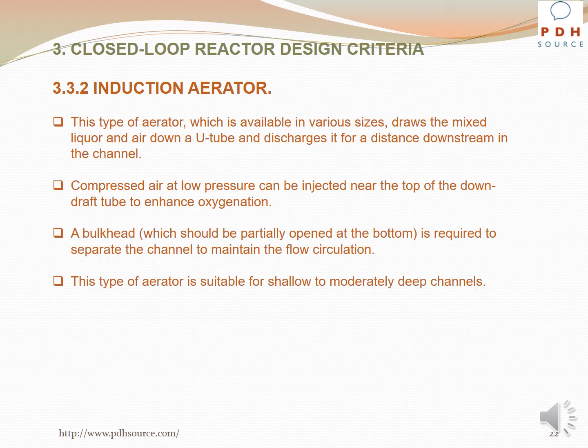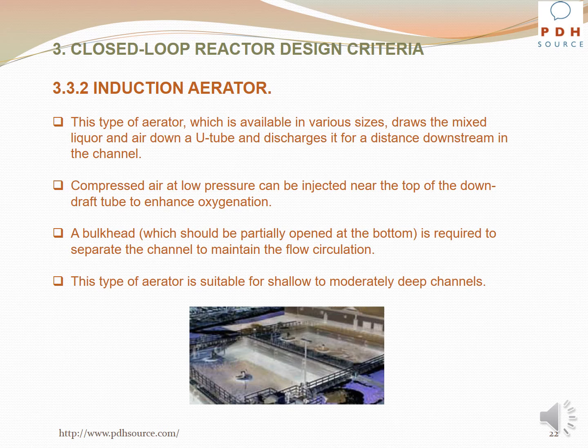The induction aerator, which is available in various sizes, draws the mixed liquor and air down a U-tube and discharges it for a distance downstream in the channel. Compressed air at low pressure can be injected near the top of the downdraft tube to enhance oxygenation. A bulkhead, which should be partially opened at the bottom, is required to separate the channel to maintain the flow circulation. This type of aerator is suitable for shallow to moderately deep channels.